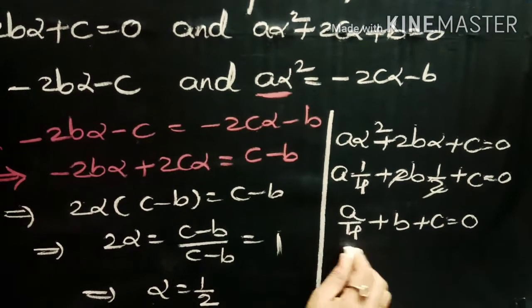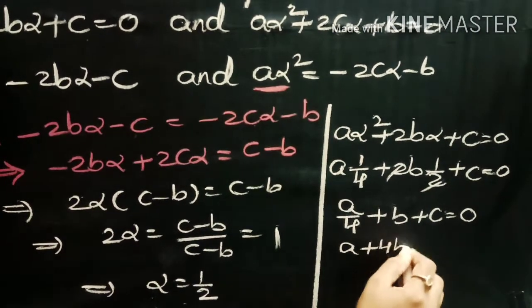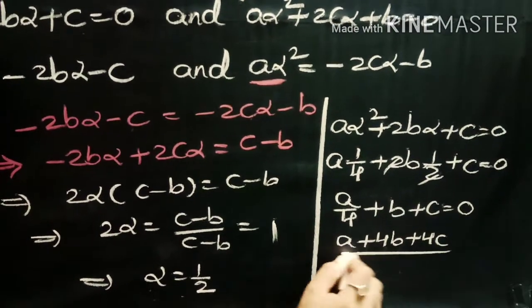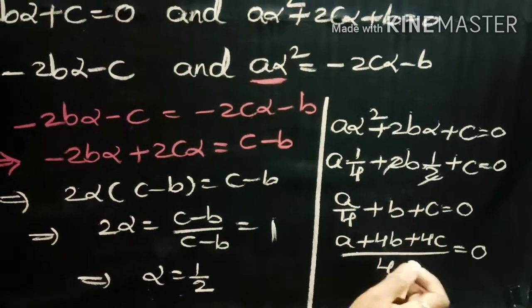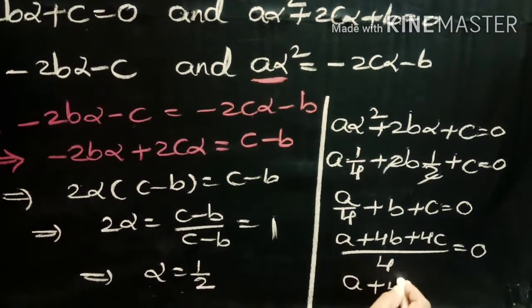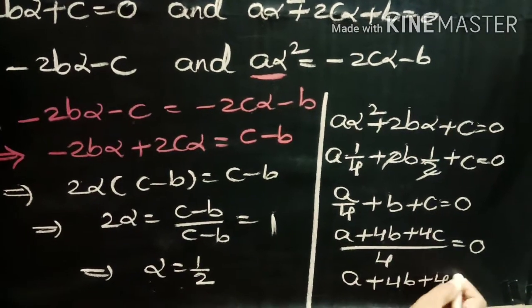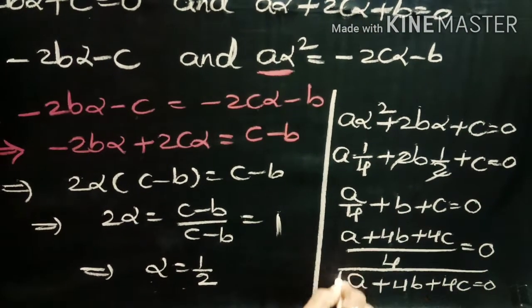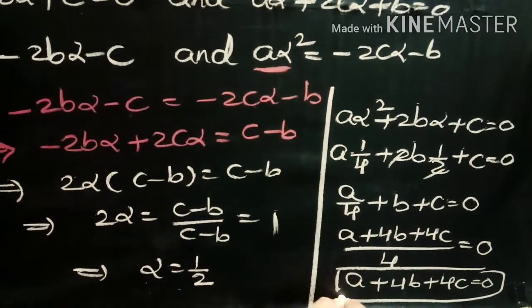Taking 4 LCM, we get a plus 4b plus 4c by 4 equal to 0. Therefore, 0 into 4 becomes 0. Therefore, the condition is a plus 4b plus 4c equal to 0, which is the required answer. That's all.